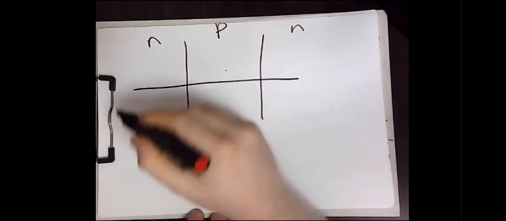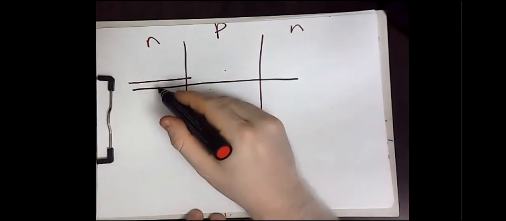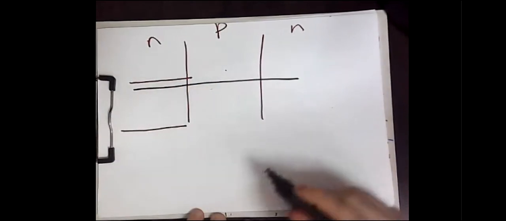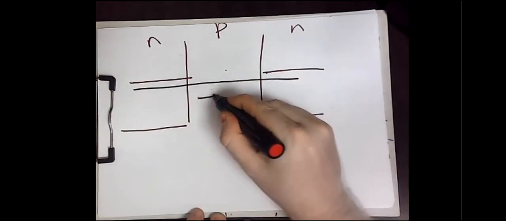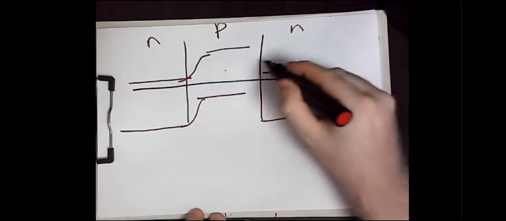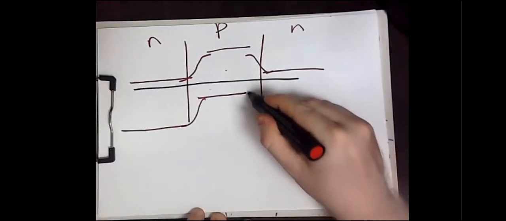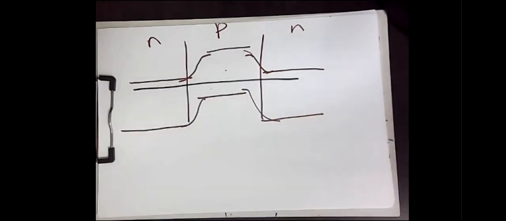For an N side, the EC is closer to EF with respect to EV. Same here. While in the P side, we have something like that. So you can now connect this together. That's perfect. So this is the thermodynamic equilibrium for the NPN junction found in the cross-sectional cut through the source, the drain, and the channel in between.